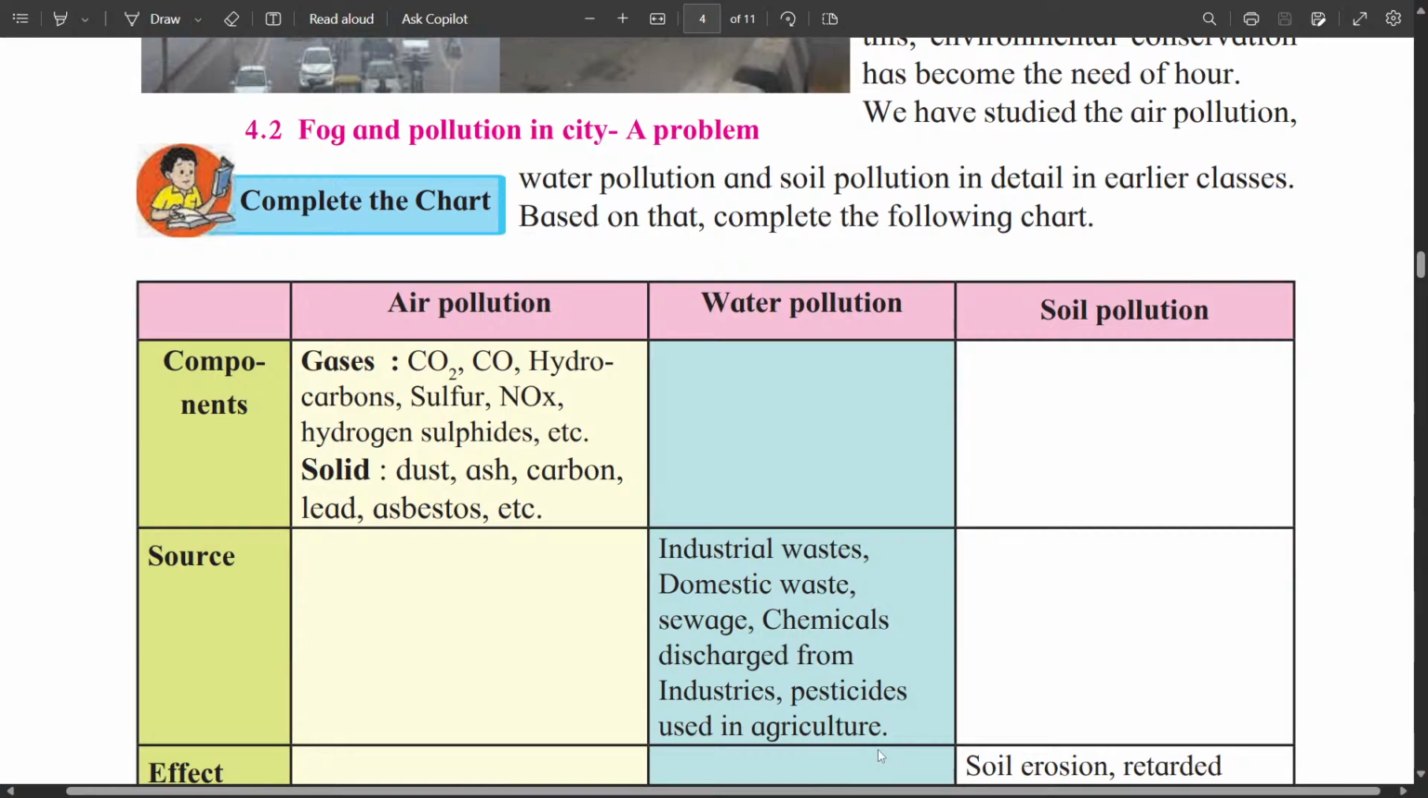The components of air pollution are carbon dioxide, which causes global warming, then carbon monoxide, which can cause suffocation. When carbon monoxide is inhaled, it reacts with the hemoglobin molecules in our blood and forms a complex called carboxyhemoglobin. This carboxyhemoglobin can cause suffocation and even death. Then other pollutants are oxides of sulfur and nitrogen, which can cause acid rain, then hydrogen sulfide. These are the gaseous air pollutants.